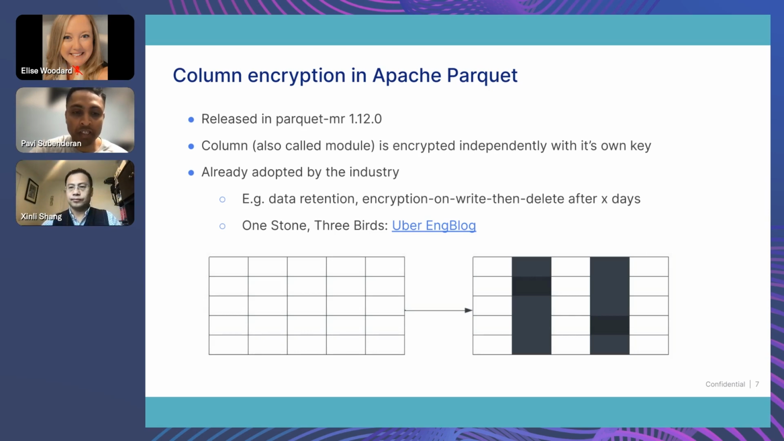This was a feature released in Parquet 1.12. It basically allowed us to encrypt columns, sometimes which we call modules, independently with separate keys. Essentially this let us control access to columns through access to encryption keys and allows us to also do other things like data retention, encryption on write and delete, things like this to finally control the columns in our data set. And then we talked a lot about this previous work in our One Stone, Three Birds blog post on the Uber engineering blog. But that's where we came from.